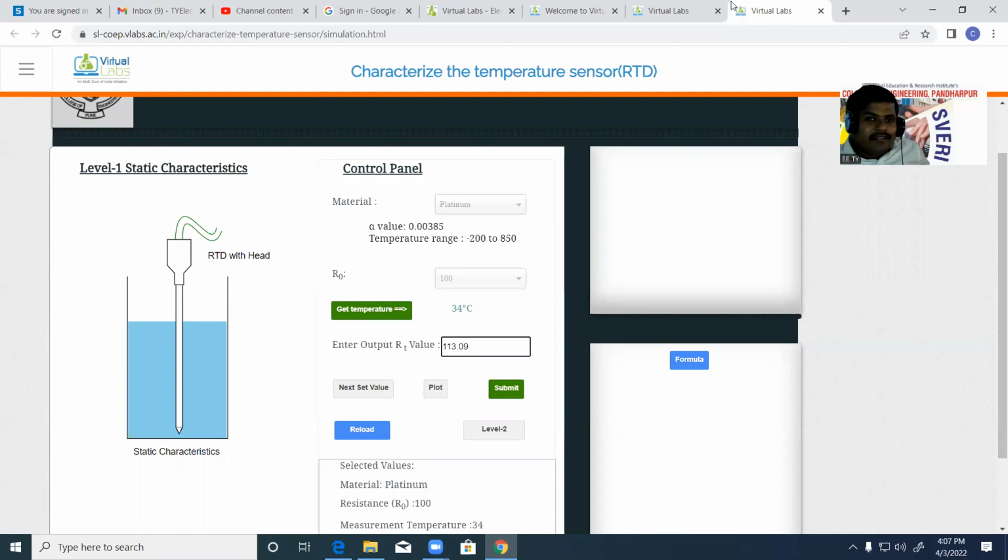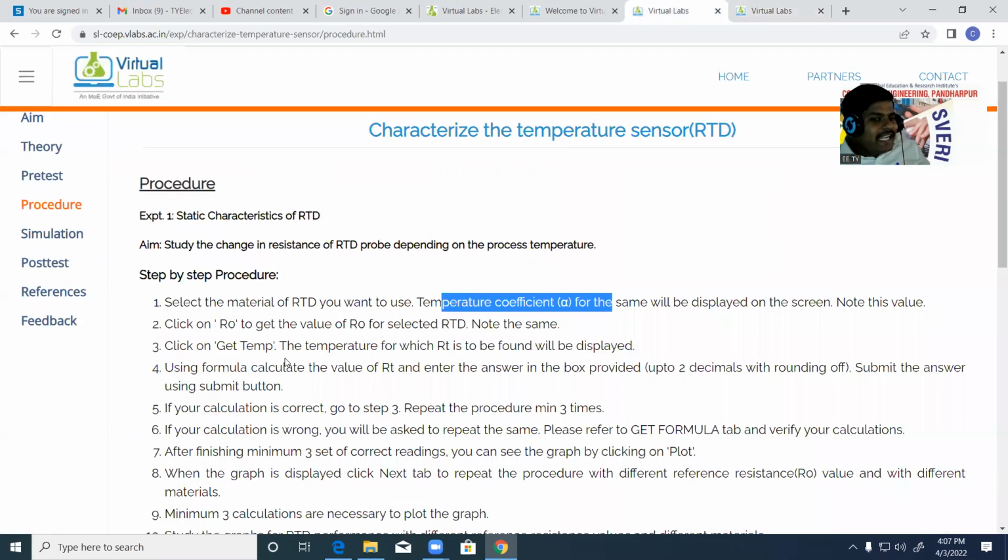Step बघा काय होती. Click on get temperature. Temperature for which RT will be found will be displayed. Using the formula, calculate the value of RT. RT ची value आपण calculate केली and enter the answer that we have calculated in the box provided up to 2 decimal places. So submit the answer using the submit button. Okay. RT calculate करता आला सगळ्यांना.